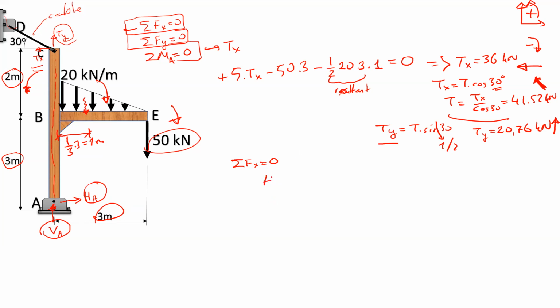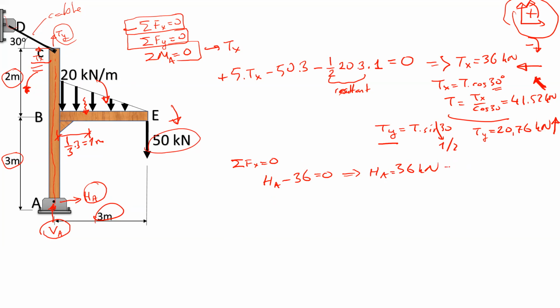I have HA, and what else? I only have Tx here, and it's toward the left, and it's a minus force because of my sign convention I just put at the corner. So it's HA minus 36 equals 0. That means HA is going to be 36 kilonewton.